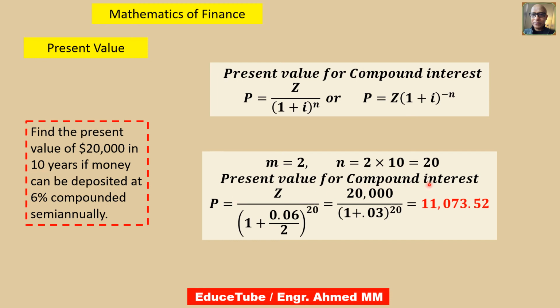So present value for compound interest will be Z divided by this, because already we have seen this formula. Then 1.06 by 2, by calculator we find this $11,073.52. So $11,073.52. This is the answer for the present value.